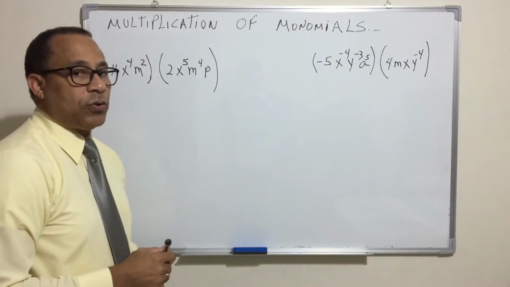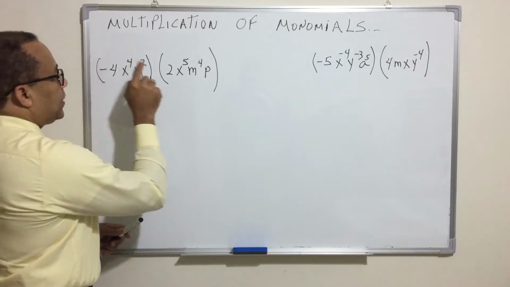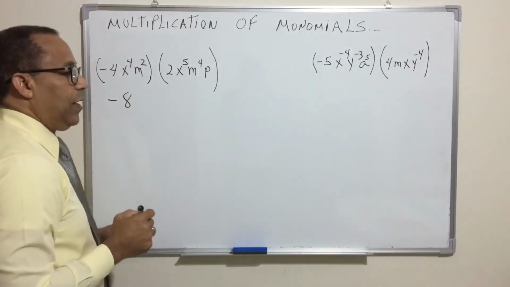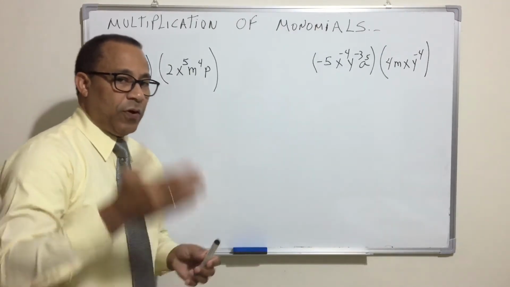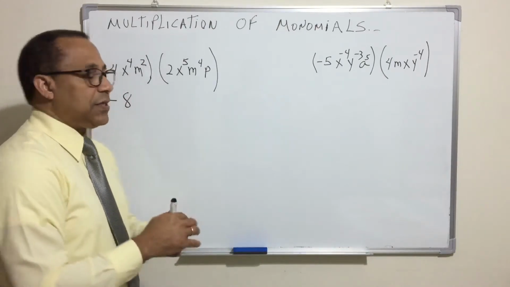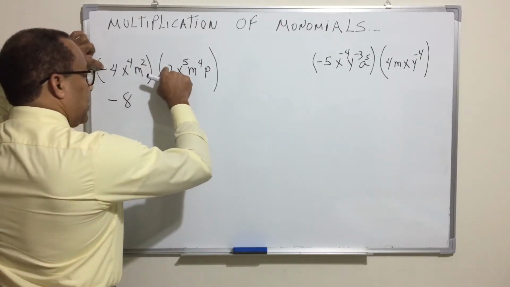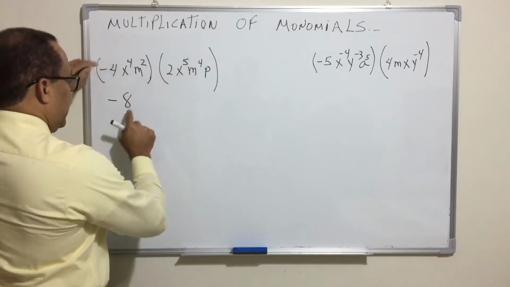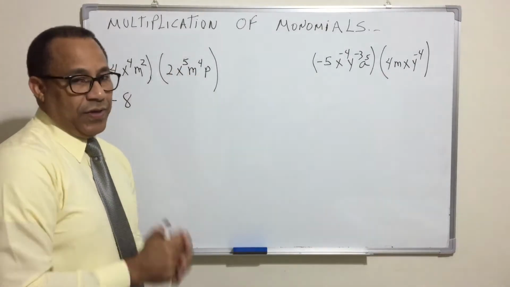First, I'm going to multiply the coefficients. Negative 4 times 2 is negative 8. Why is it negative 8? Because if you remember from our last videos in multiplication, we multiply the signs, so I'm multiplying negative times positive, which is negative. 4 times 2 is 8. So the answer for the coefficient is negative 8.